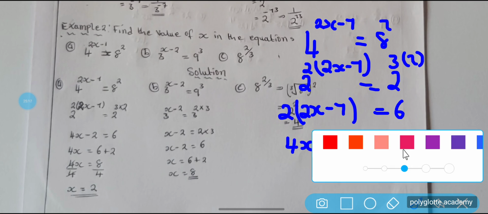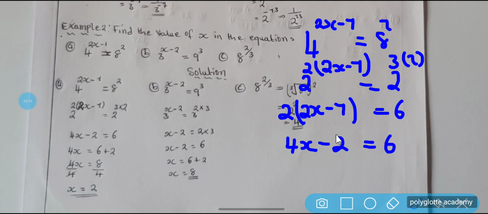So we are going to carry minus 2, which is not a like term of 4x. We'll bring it this way.